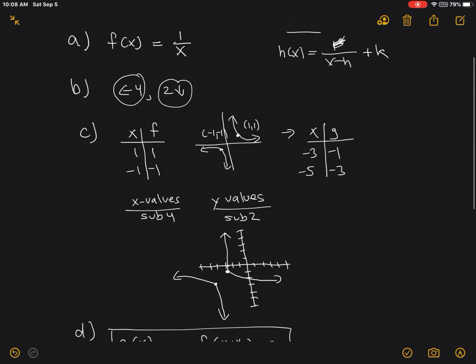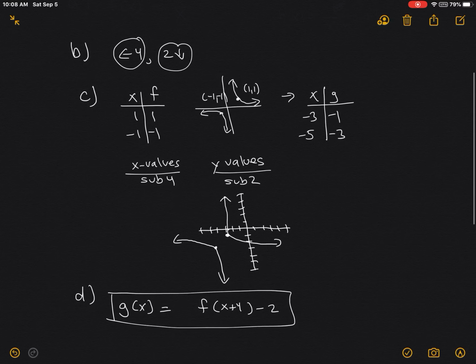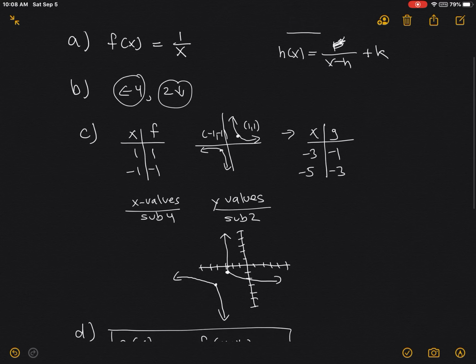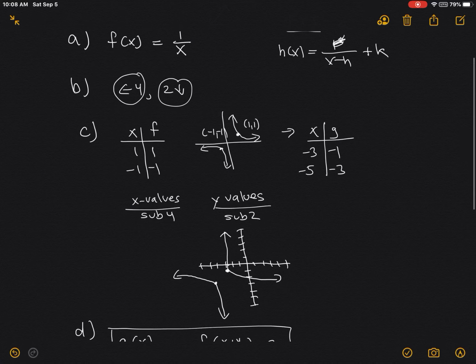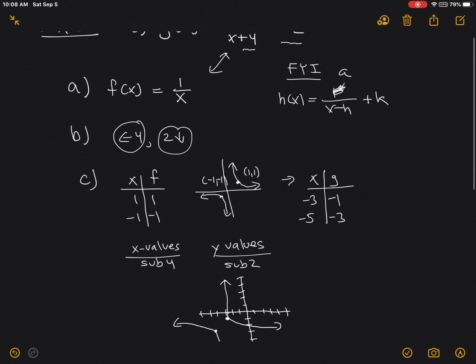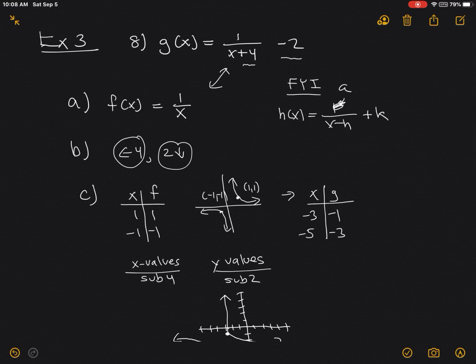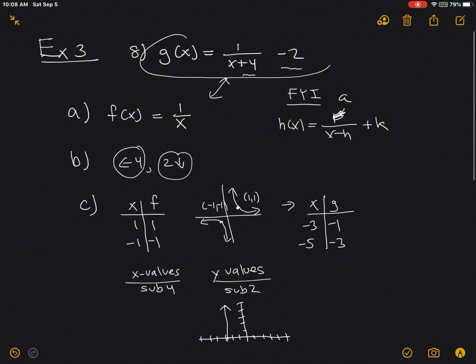If you go back to your original parent function and plug in x plus 4, you're going to get 1 over x plus 4, and then subtract 2, and you end up with originally your g of x right here.